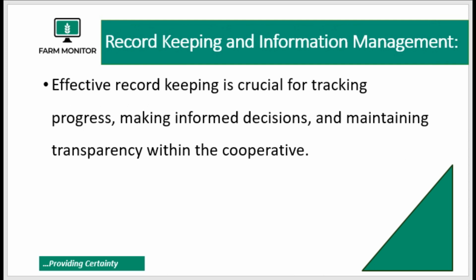Let's look at record keeping and information management. This is crucial for tracking progress, making informed decisions, and maintaining transparency within the cooperative. If records are accurately kept, records of resources available, resources used, financial transactions, market performance, these kinds of records are essential for effective decision making, for effective management, and the long-term success of the cooperative.